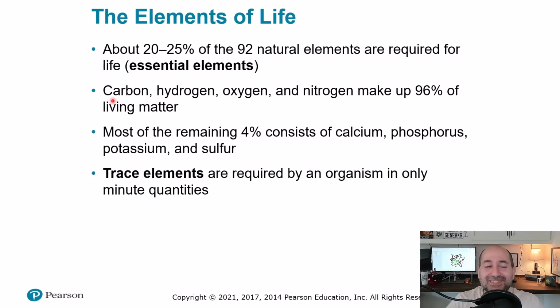Only 4 make up 96% of living matter: carbon, hydrogen, oxygen, and nitrogen. These 4 elements alone make up 96% of your body. They make up 96% of the living matter on the earth. Most of the remaining 4% consist of calcium, phosphorus, potassium, and sulfur. There are some elements that are required in minute quantities, tiny quantities. These are known as the trace elements.